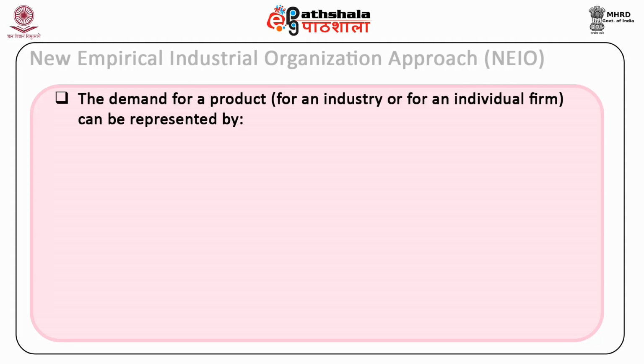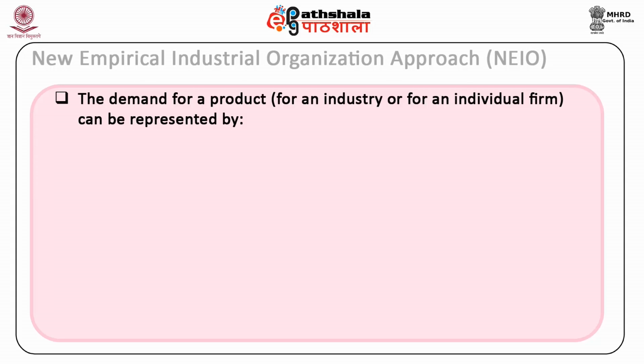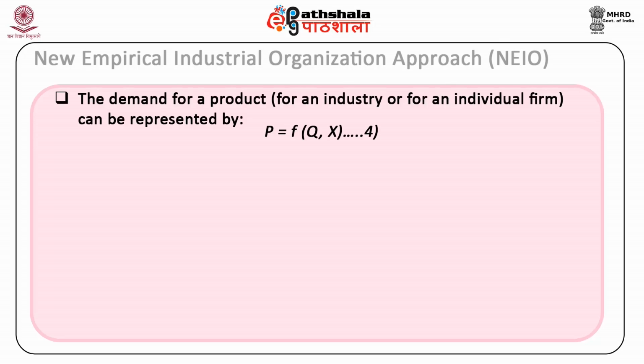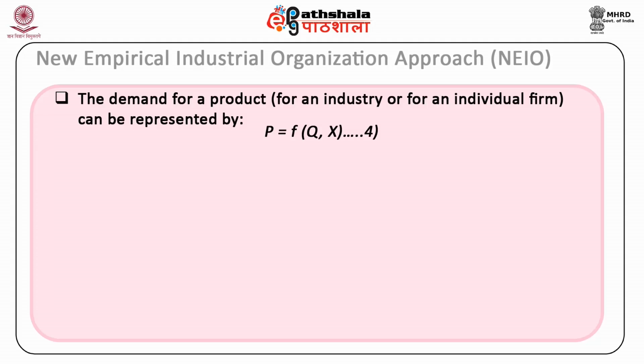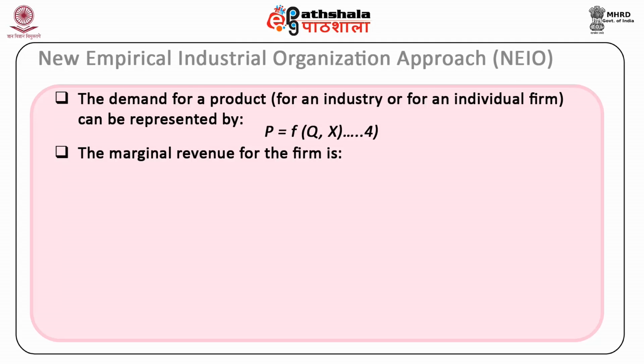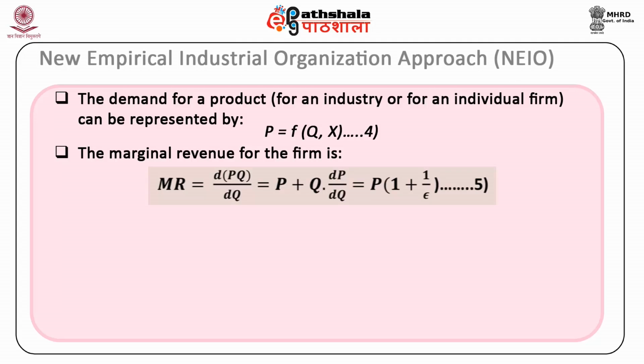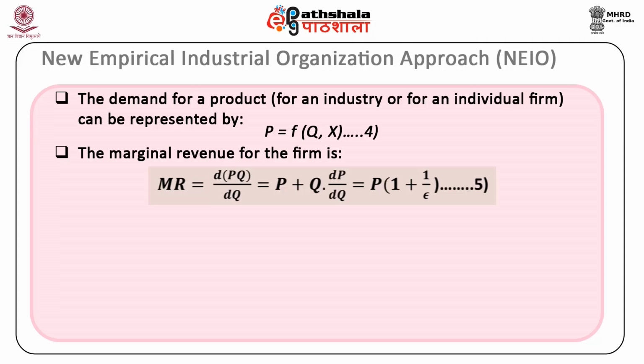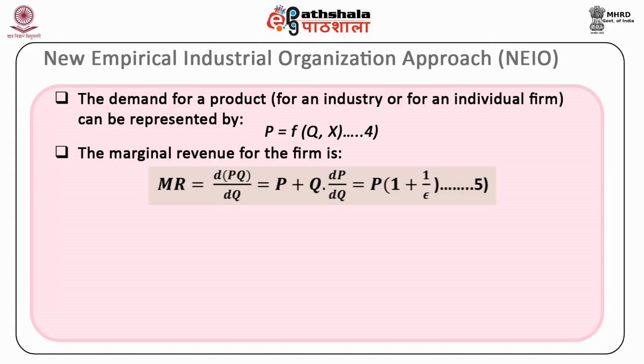The demand for a product, for an industry, or for an individual firm can be represented by P equals function Q, X, where X represents other variables that are likely to influence demand, for example, price of substitutes, complements, and income, etc. The marginal revenue for the firm is MR equals delta PQ divided by delta Q, which equals P plus Q into delta P by delta Q, which equals P into 1 plus 1 by E.